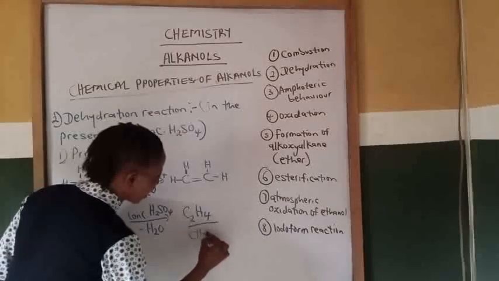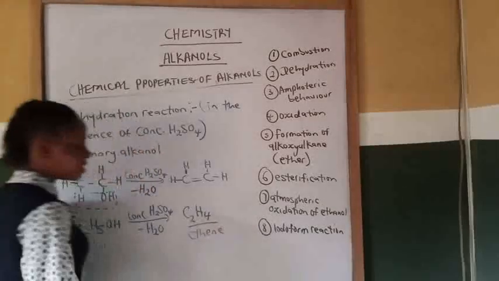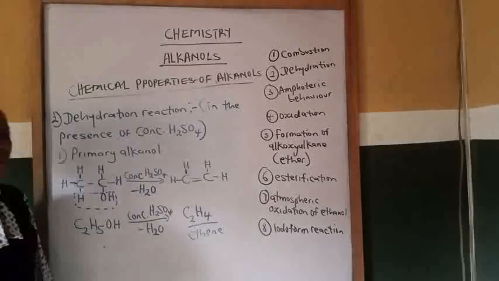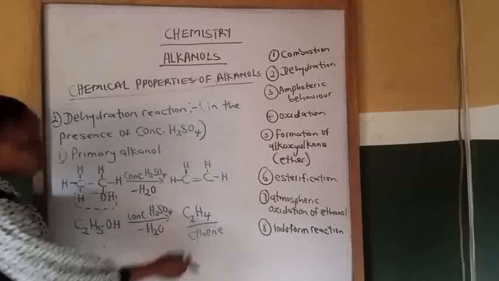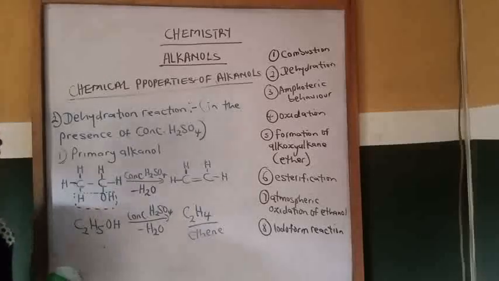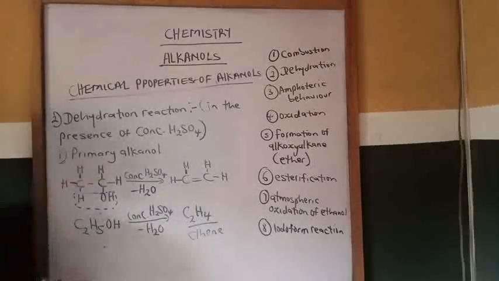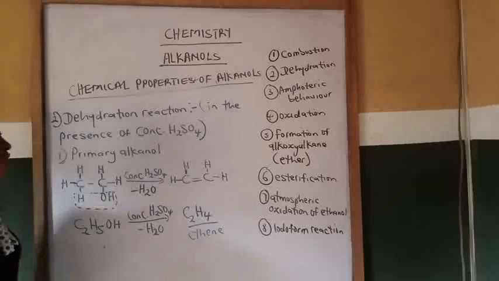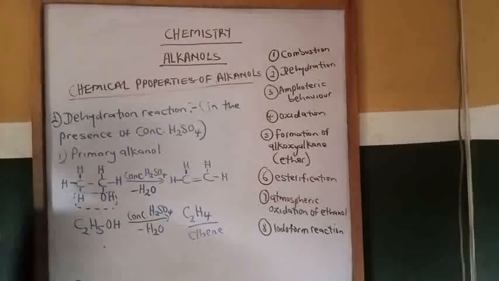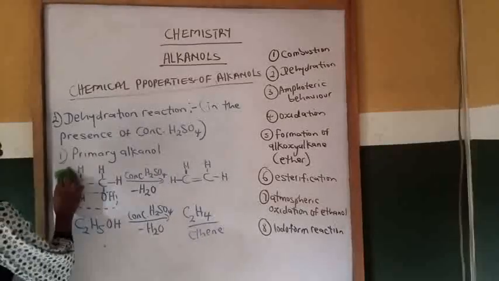So it shows that when ethanol is dehydrated, it will lead to the formation of what? Ethene. When ethanol is dehydrated, it leads to the formation of ethene. This is a primary alkanol. Dehydration of a primary alkanol. So let's talk about dehydration of a secondary alkanol.